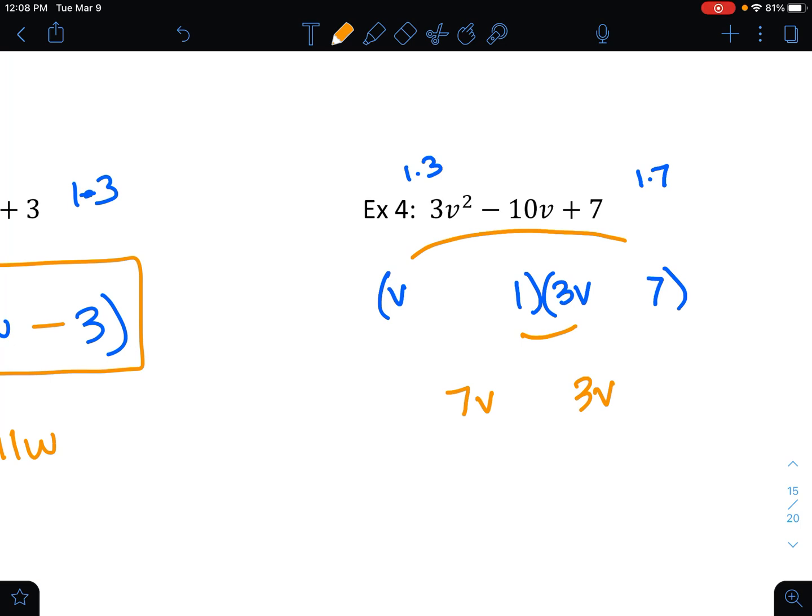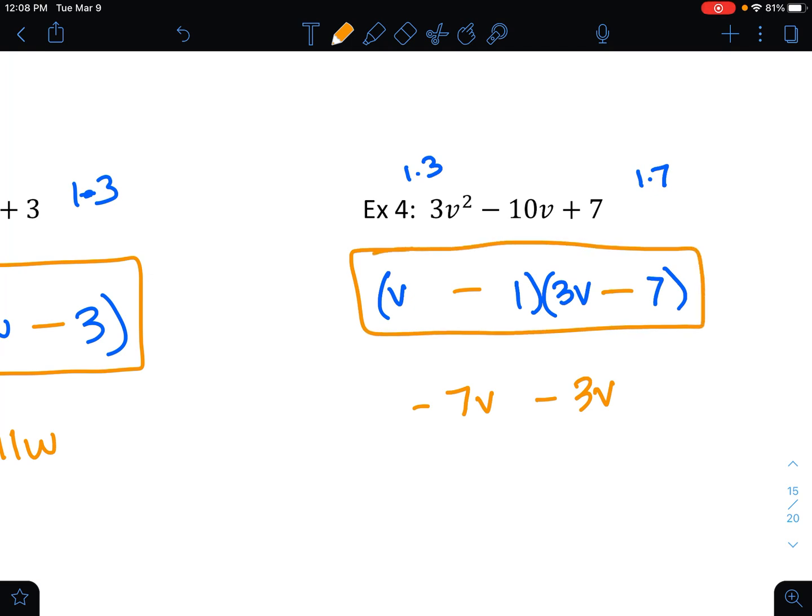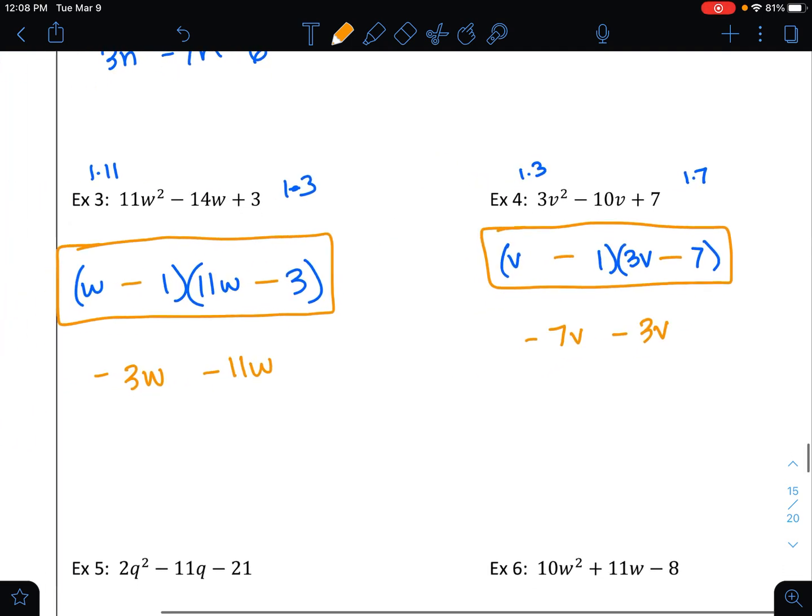Okay, this is a similar setup to the last two. I get it to add to a 10, but I want negative. So let's tack on a negative for both. So stick your negative in there, and let's make sure that we did not mess up the 7 at the end. So -1 and -7, okay, that's positive. So that works out great. All right, let's circle our answer. V minus 1 times 3V minus 7.